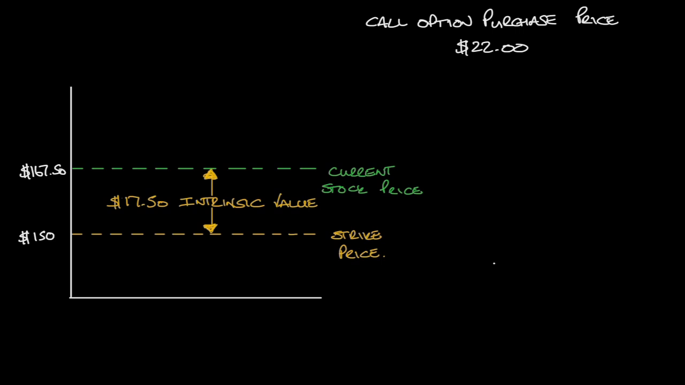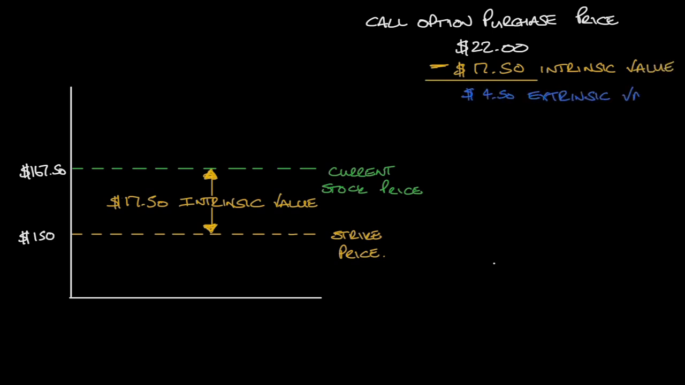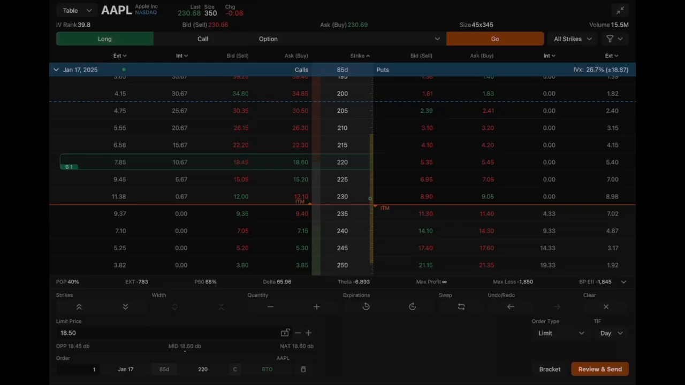The intrinsic value of the option is still $17.50, but the total purchase price is $22. That difference between the intrinsic value and the total purchase price is the extrinsic value, or the premium you pay to own the option. If we add the intrinsic to extrinsic value, we get the total purchase price of the option.